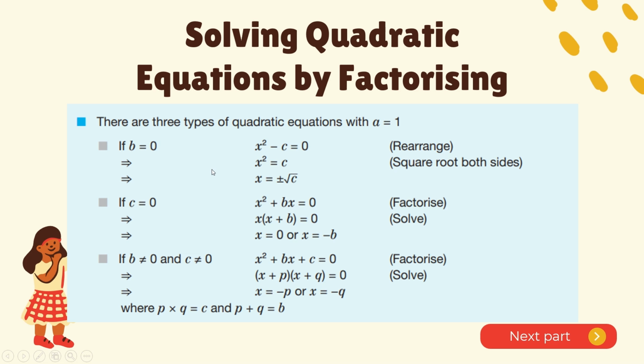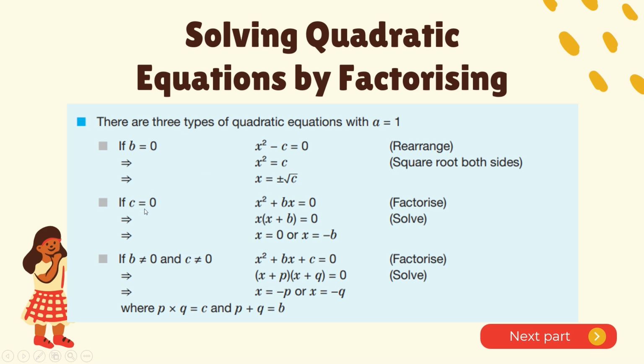There are three types of quadratic equations with a, the coefficient of x squared, equal to 1. First, if b equals 0. For example, x squared minus c equals 0, because b, the coefficient of x, is 0. So we only have x squared and the constant. To solve this one, we move the constant to the right side. So we've got x squared equals c, and then we square root both sides. We've got x equals plus or minus the square root of c.